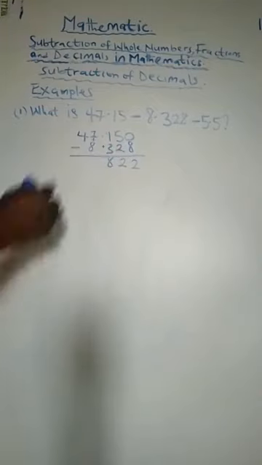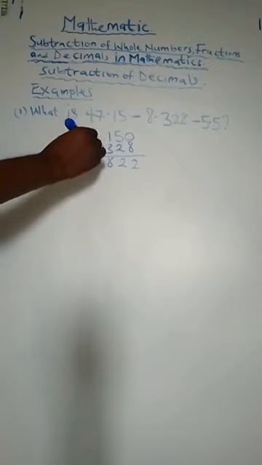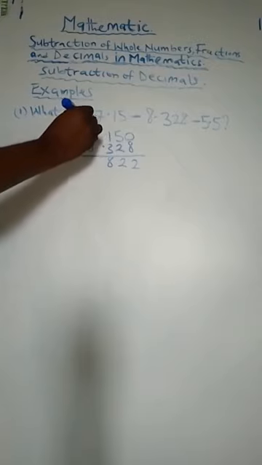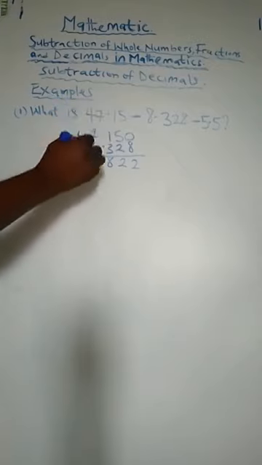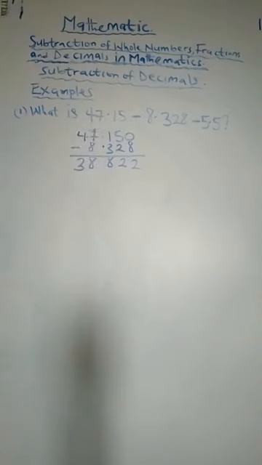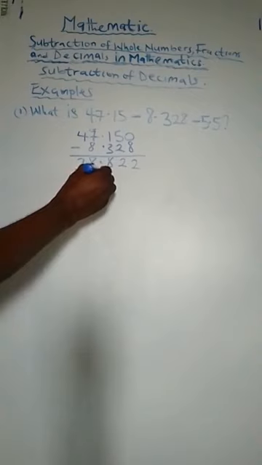Right? Then you have 6 left here. 6 minus 8 is not possible. You borrow 1 from here. This will be 16. So 16 minus 8, you have 8. And you have 3 left here. Don't forget your point. It's very, very important. Then the next number is 5.5. You place your point as usual.